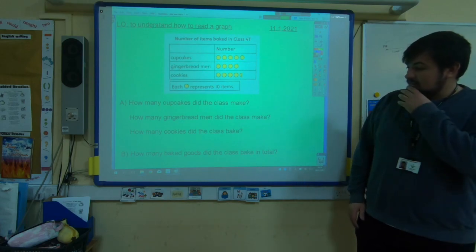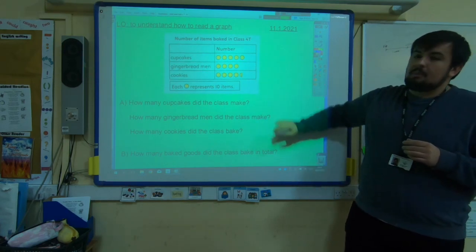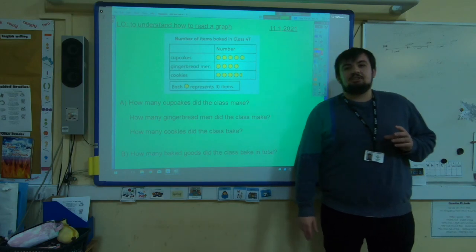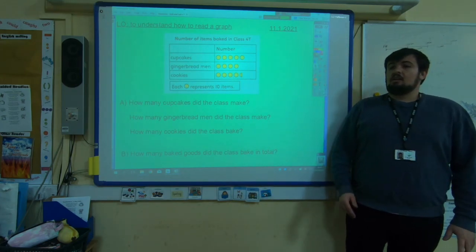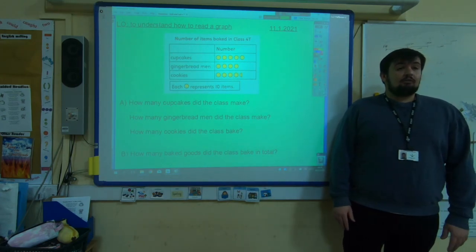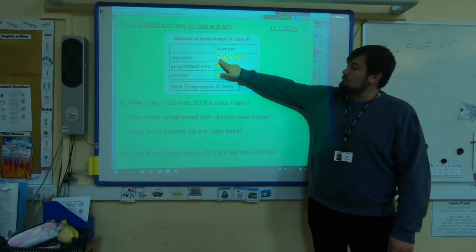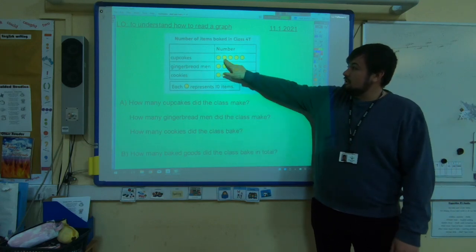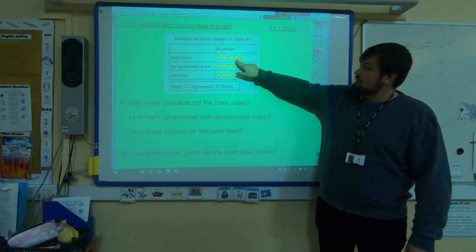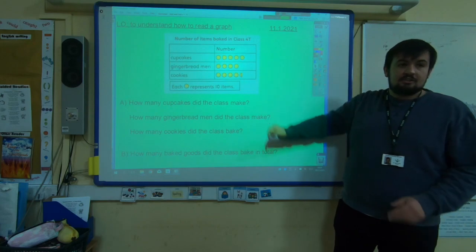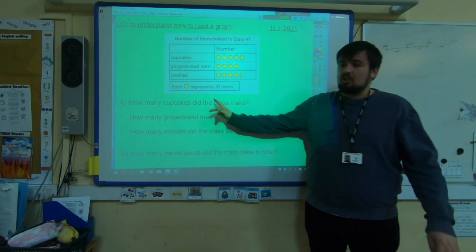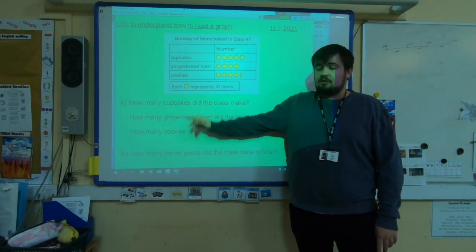No, not a Singapore bar either. I'll tell you what it's called. It's called a pictograph. The reason why it's called a pictograph is because we show the numbers, the quantity of a number, using pictures. We show our numbers using pictures. And it does give us a clue at the bottom of how much each circle represents.